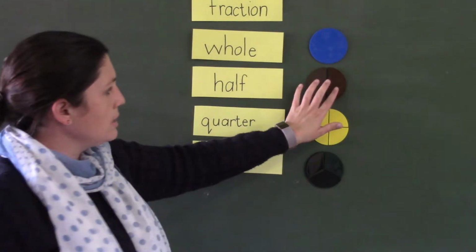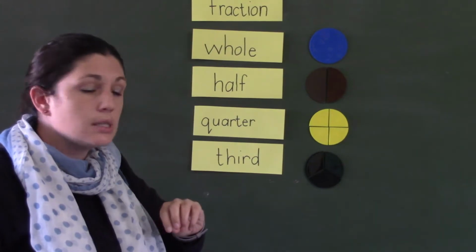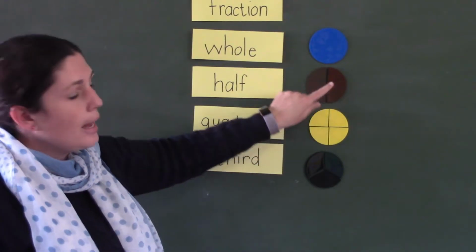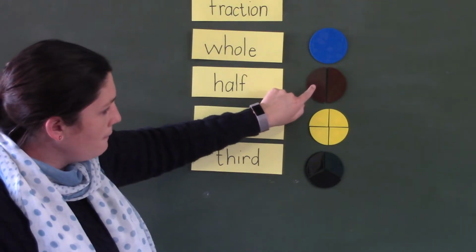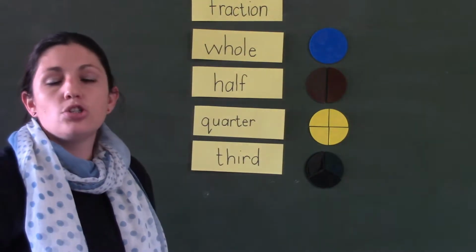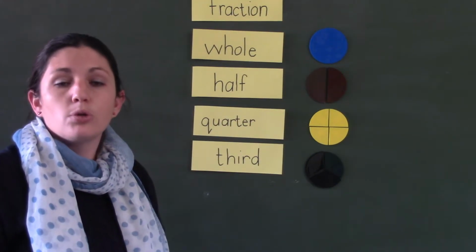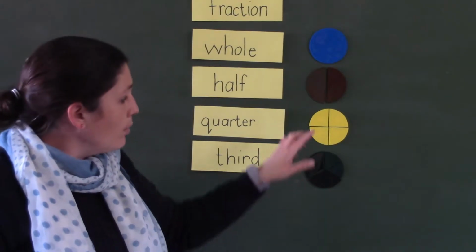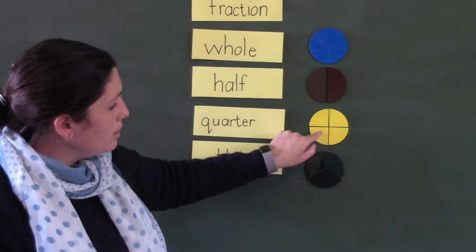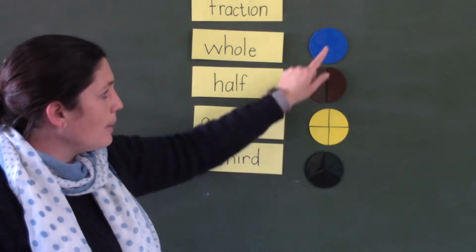If I need to share something between 2, or into half, into 2 equal pieces, I'm going to share it into 2 equally sized pieces, and this will be called 1/2, and this will be called 1/2. If I need to share further into 4, I'm going to use quarters, because quarter means 1 out of 4. Okay? So then I'm going to cut it into 4 equal pieces, and those 4 quarters together make up 1 whole.